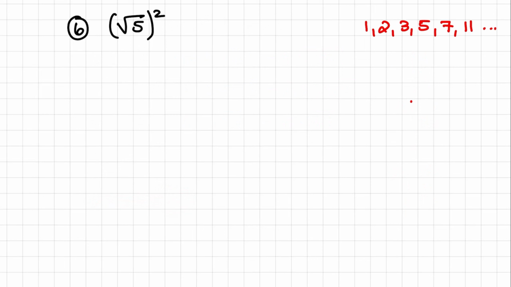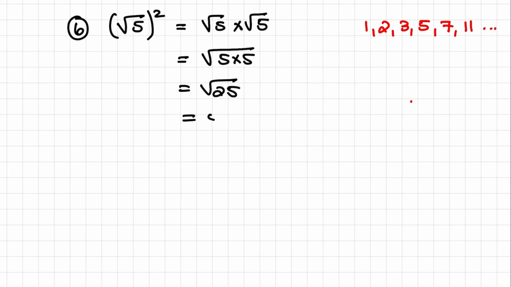We can also take the square of a square root. So here we have the square root of 5 squared. That simply means the square root of 5 times the square root of 5. And because the radical is the same, we have the square root of 5 times 5, which is equal to the square root of 25, and that is equal to 5.